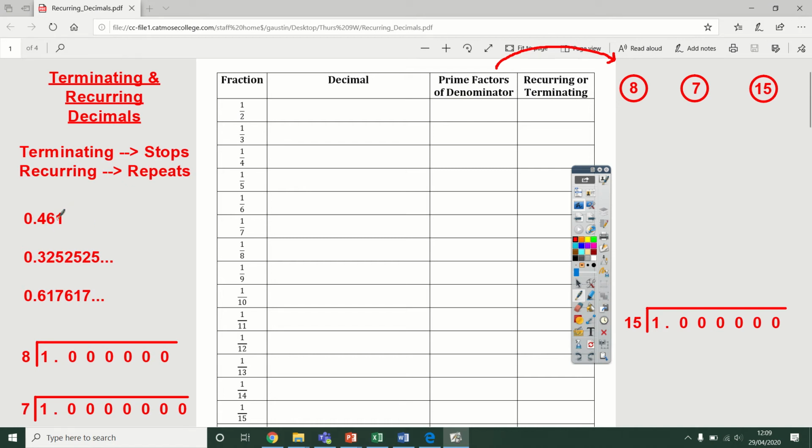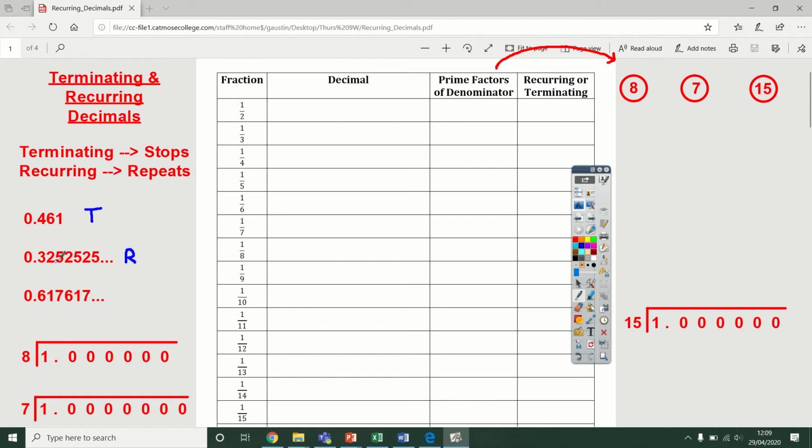0.461. That's a decimal that stops, so that's a terminating decimal. Okay, I'll put T for terminating. This one though, 0.325525, well that's got a recurring pattern in it, that's repeating, so it's recurring.